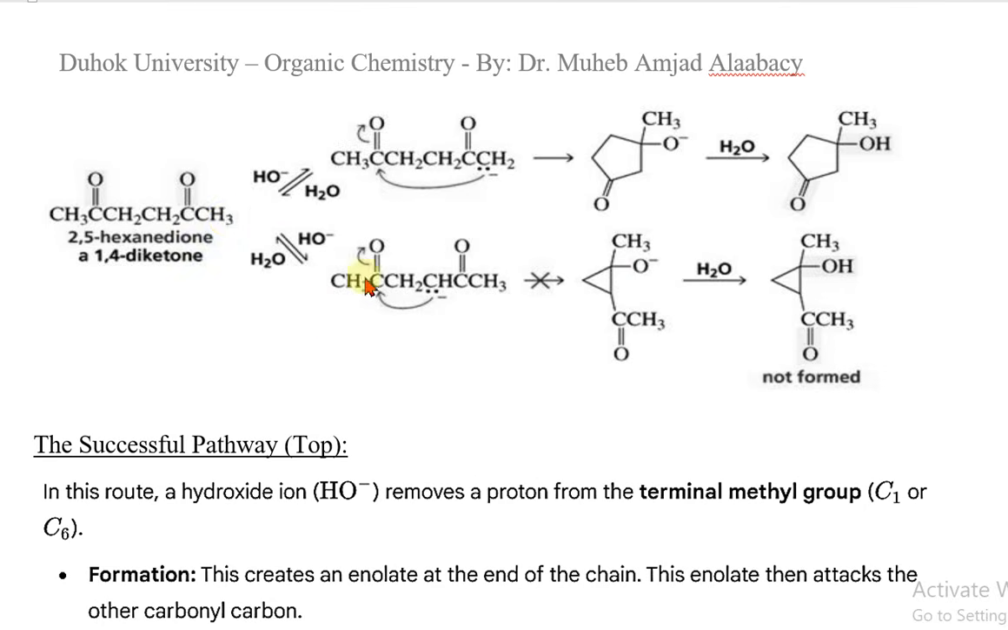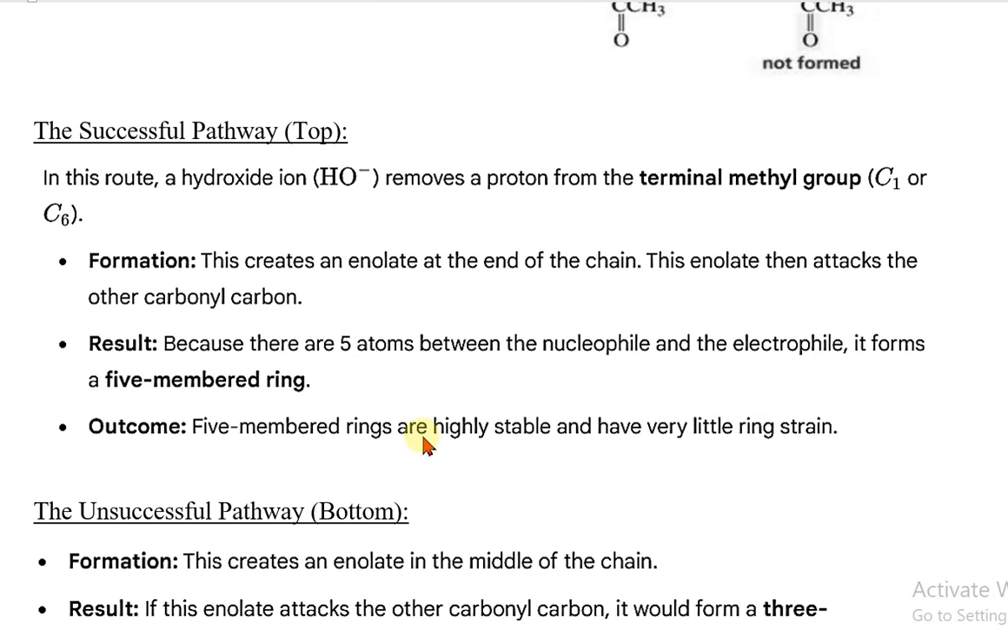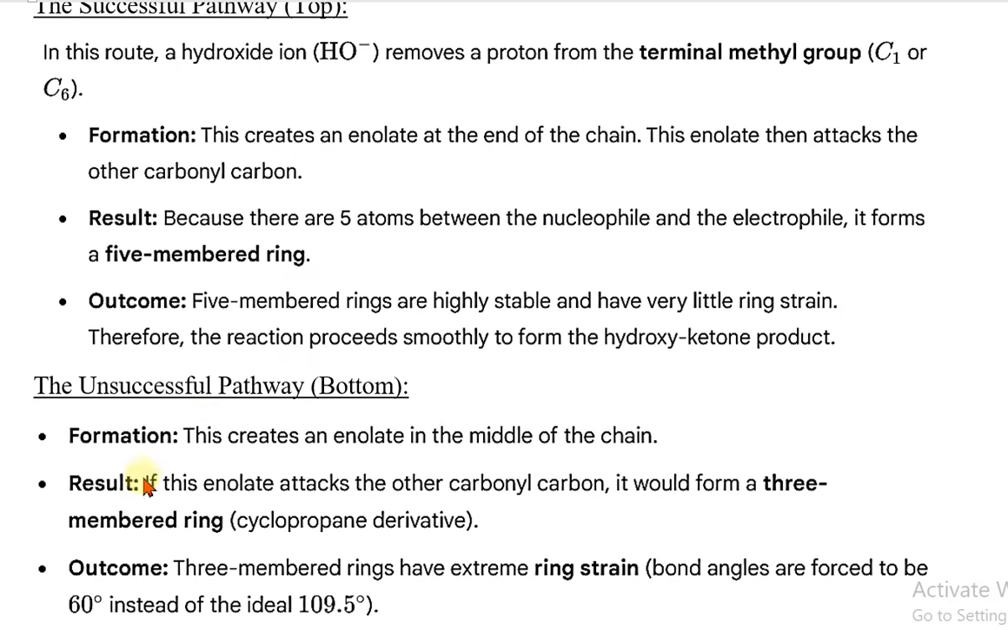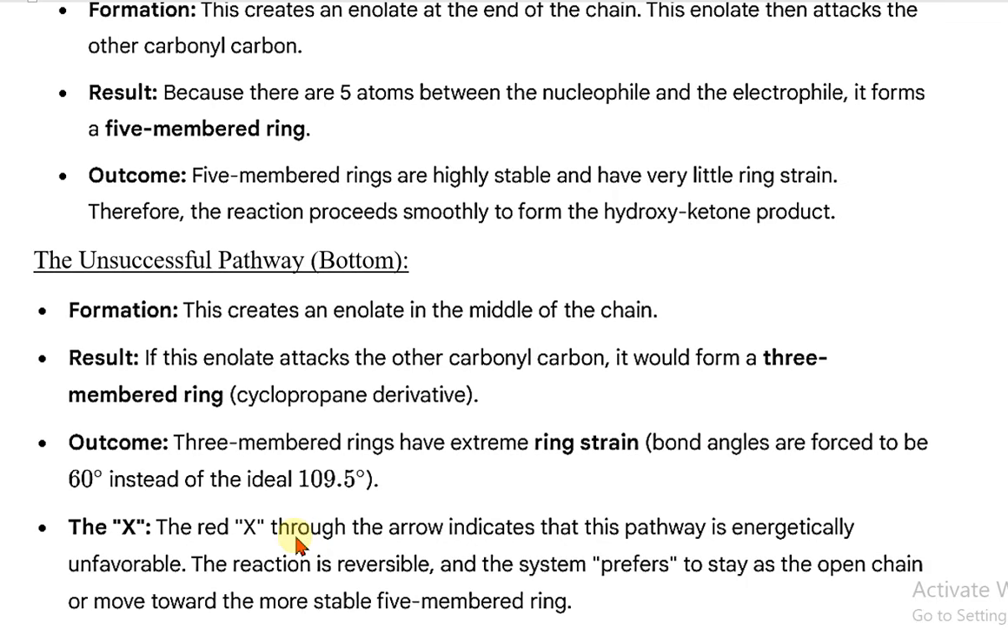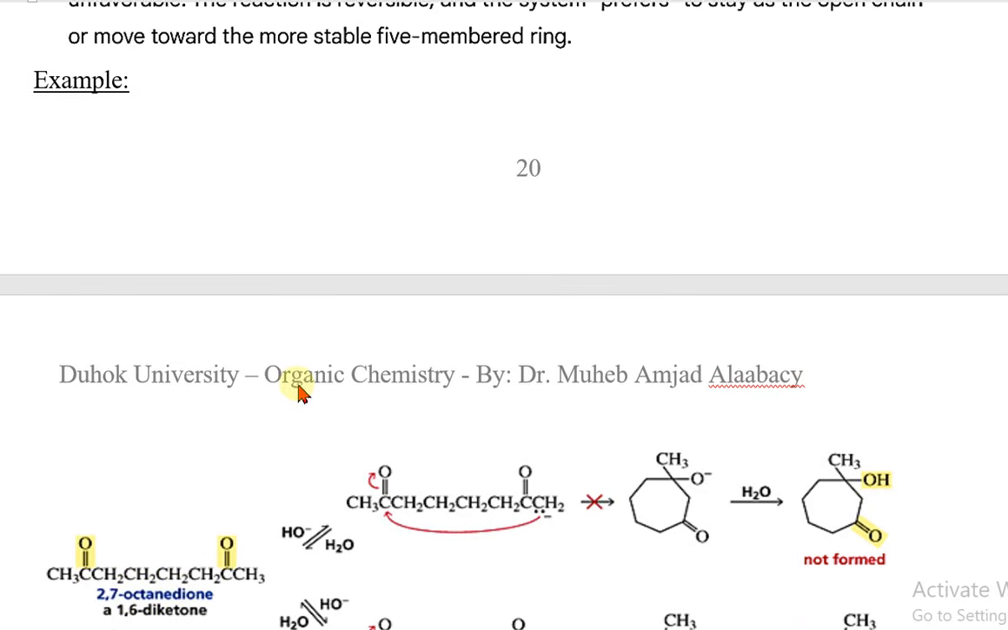The unsuccessful reaction, the reaction at the bottom here: 3-member rings have extreme ring strain. That means the ring strain here is so much that bond angles are forced to be 60 degrees instead of the ideal 109.5 degrees. So it will not be stable.